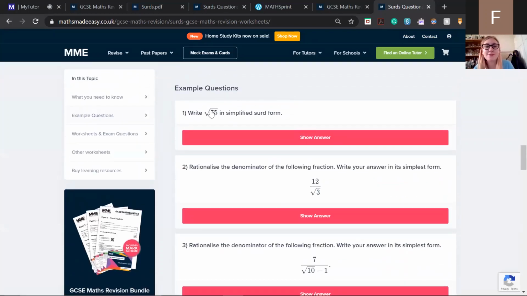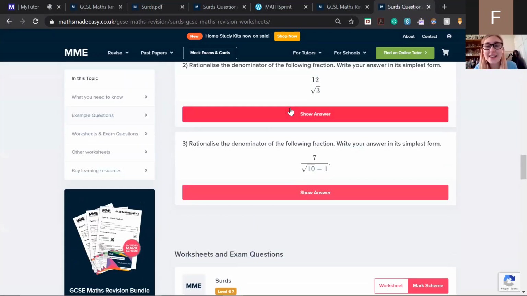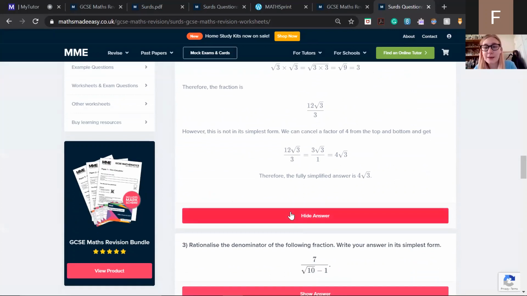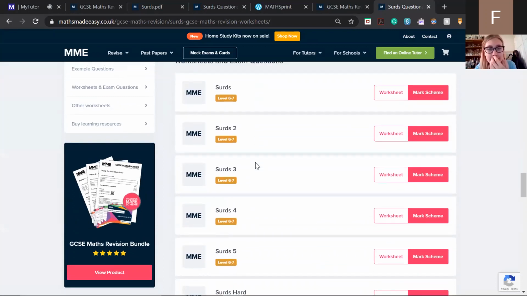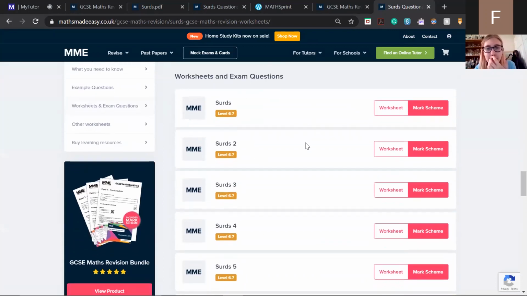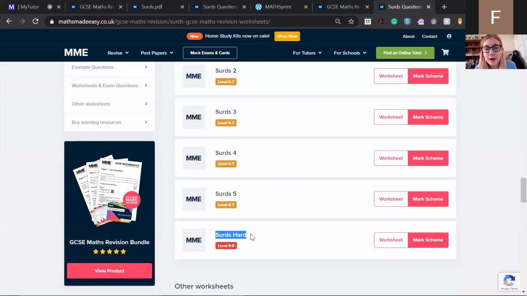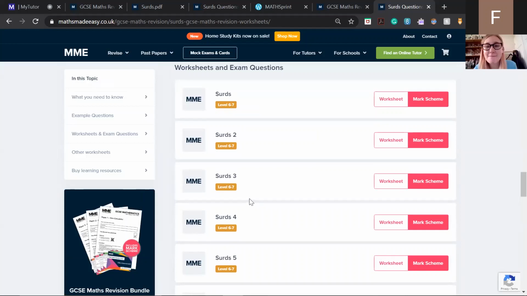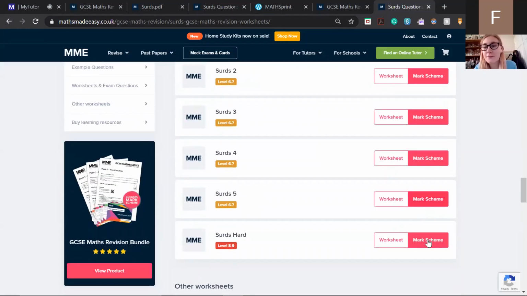Oh my God, the first one's root 75. I didn't even know that. Sorry, it comes up all the time. And then they show you the answer and show you actually step by step. And then this is what I use here, the worksheets and exam questions. So this is the one that I've been going through, Surds hard. So well done if you followed. But they've got loads of different levels and they've got mark schemes as well. So it's a great website. I'll put the link to this one on the Zoom chat in case you want to look at this now.